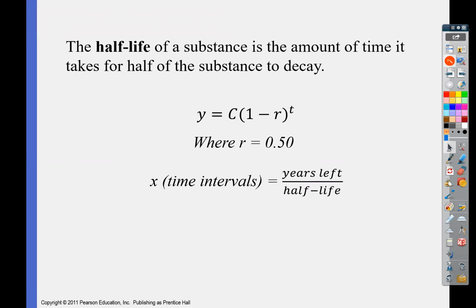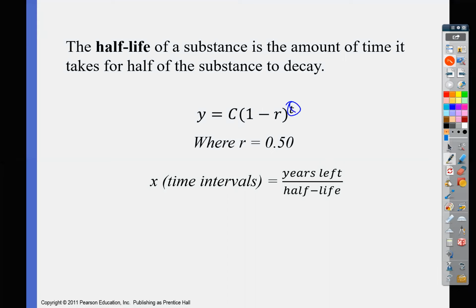All right, the half-life of a substance is the amount of time it takes for half of a substance to decay. So you use the decay formula, where r, the rate, is 0.5 because that's half-life, 50%. So x equals the time intervals, years elapsed over the half-life.